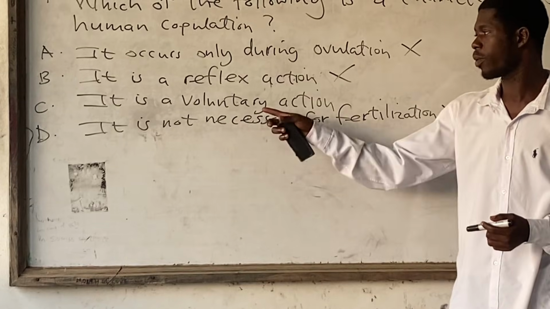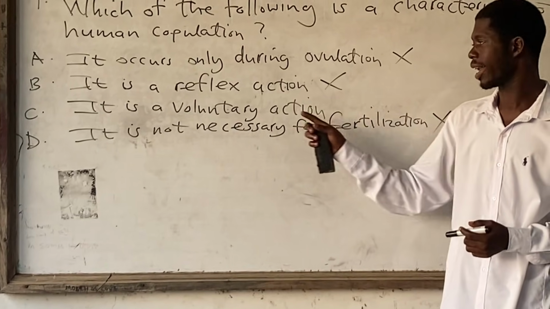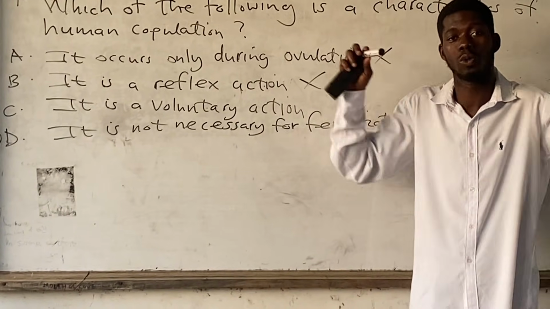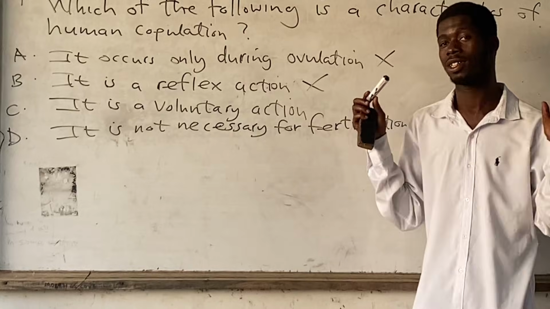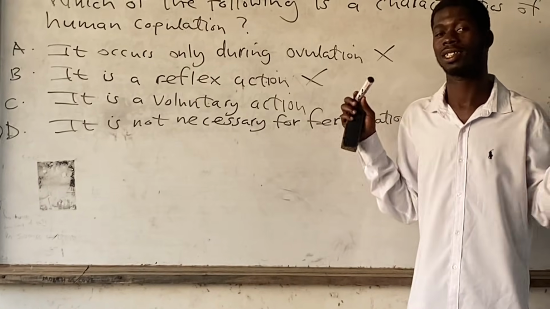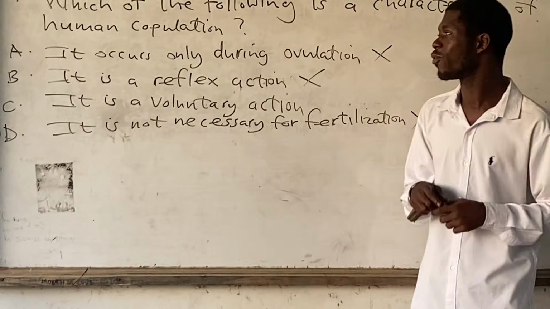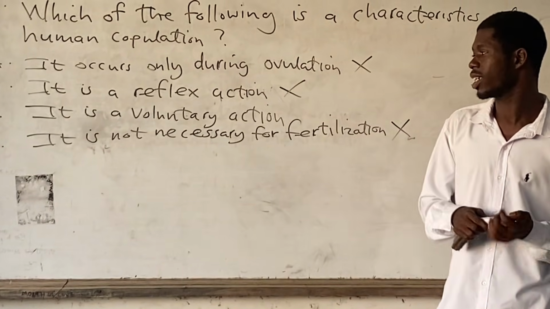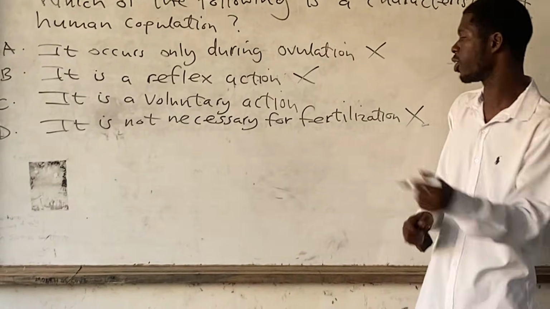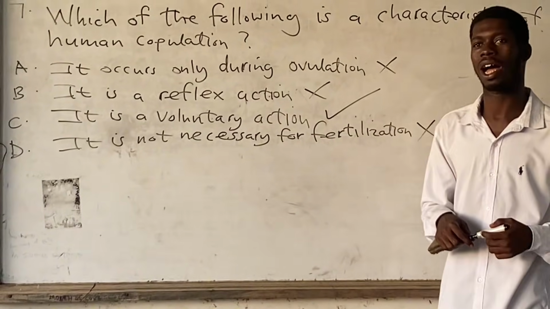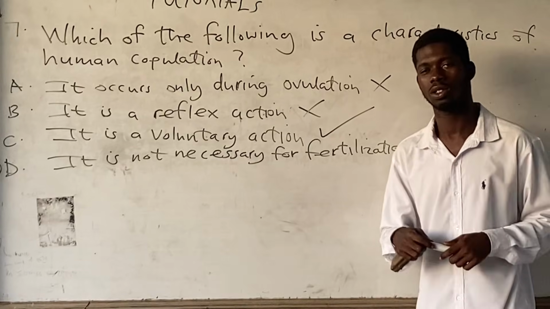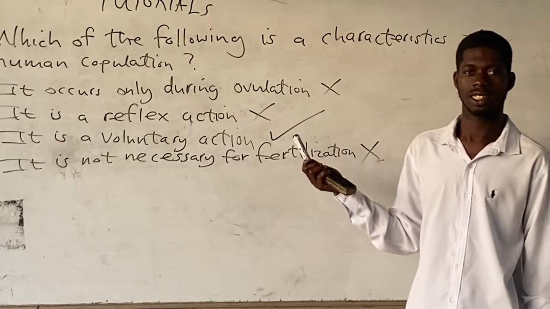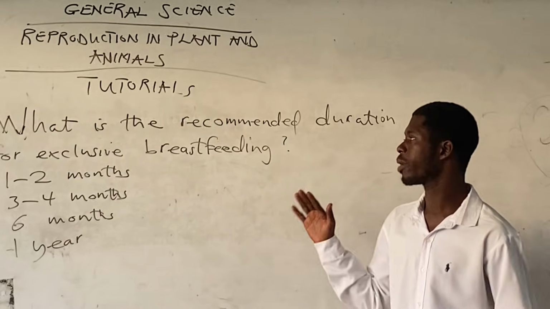Okay. Now, it is a voluntary action, which means that nobody will force you. It's your own will, then you do it. So if somebody gets pregnant, the person cannot say that somebody forced them. Nobody will force you to have sexual intercourse. So yes, copulation is a voluntary action. So the answer is C. Thank you.